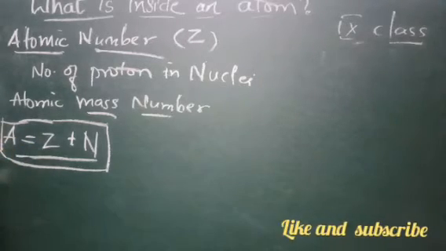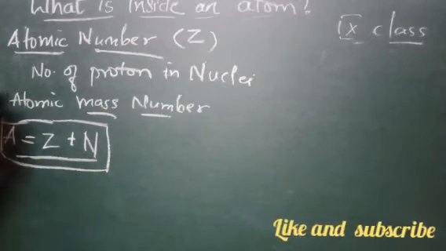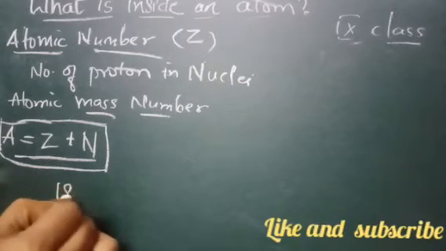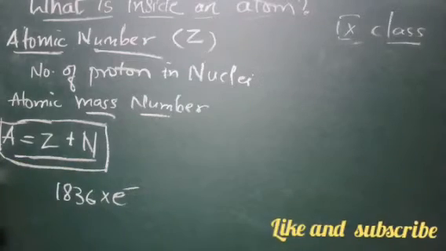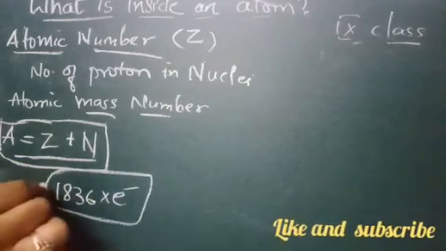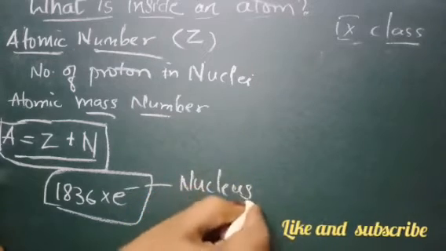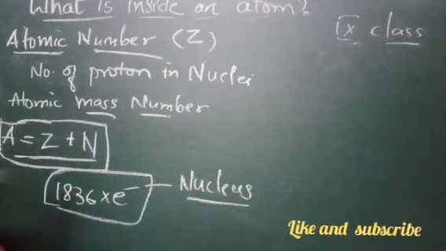And do you remember, the mass of the nucleus is 1836 times more than that of the electrons. The total mass of the nucleus is 1836 times more than that of the electrons.